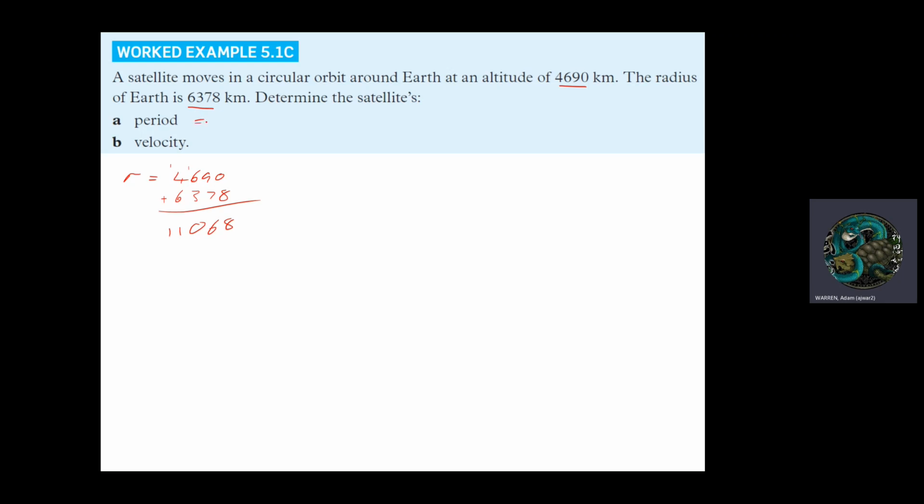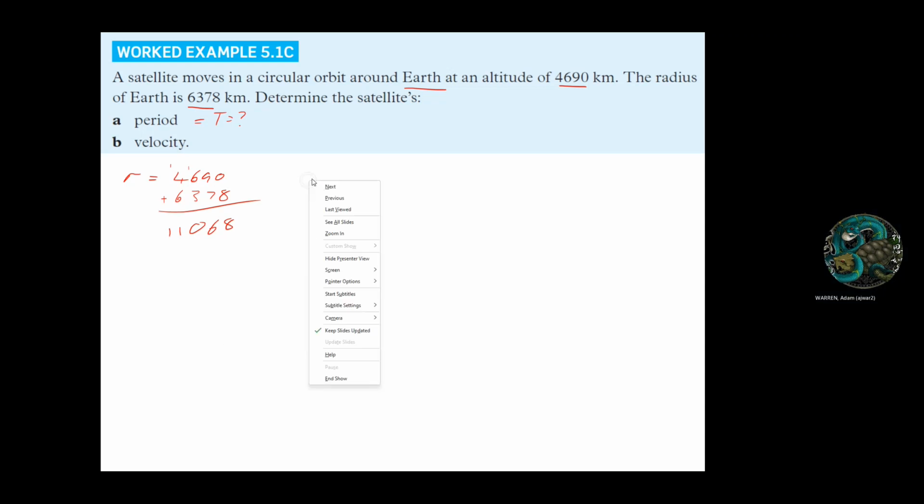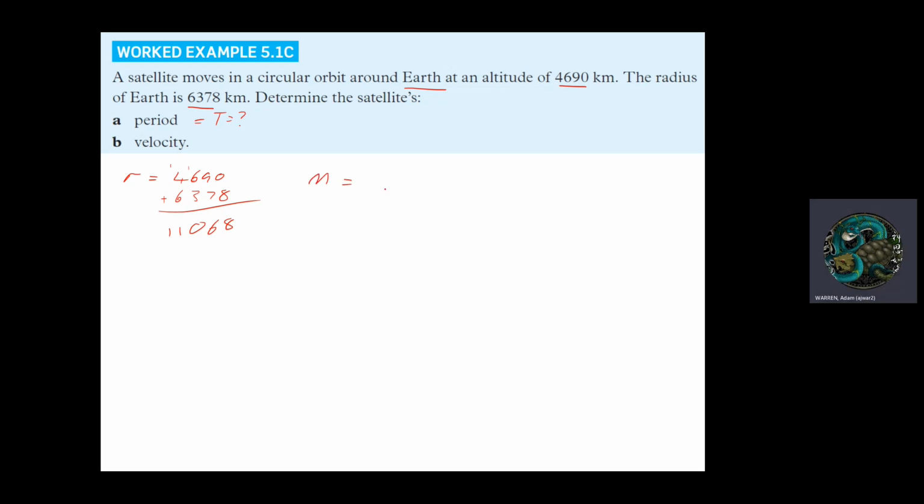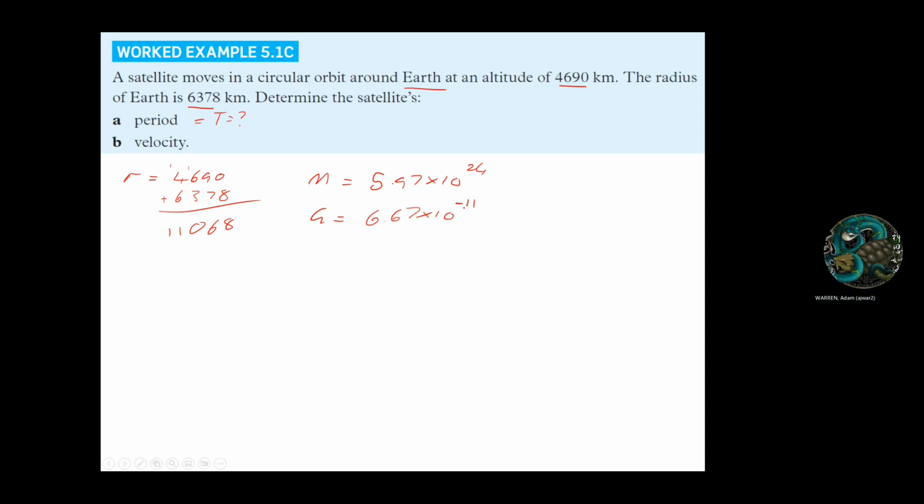We're trying to work out the period, so T is our unknown. And we're told it's about the Earth. So if I head over to my formula booklet, I get that the mass of the Earth, where was it? There it is. The mass is equal to 5.97 times 10 to the 24, and I'll write down G while I'm at it, 6.67 times 10 to the negative 11. All right.